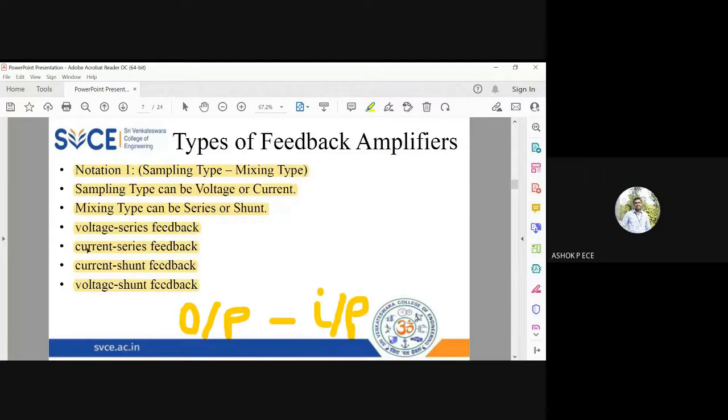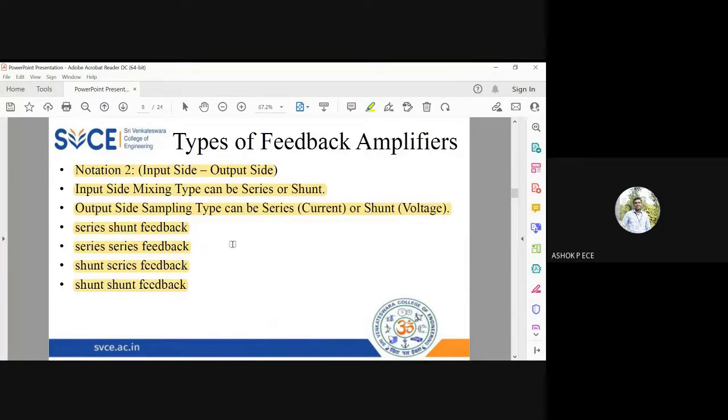Here the second one, you see current series feedback. Write this series as it is. When will current be the same? Current will be the same in series. So it is going to be series feedback. Is it clear? You should know how to write one notation from another notation. You should know how to convert from notation 1 to 2 and from notation 2 to 1. Both should be thorough. For that, you should have a clear understanding of notation 1 and notation 2 independently.